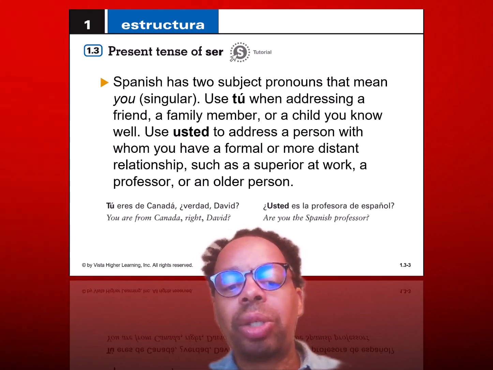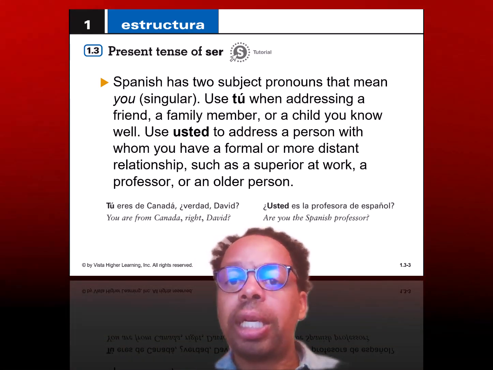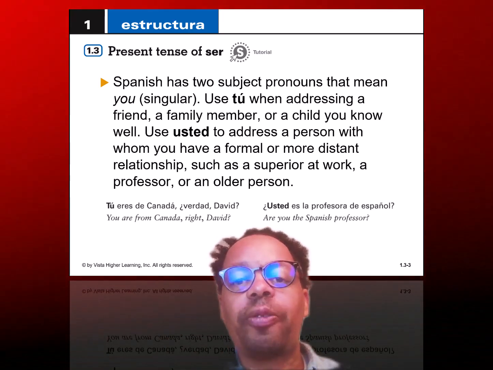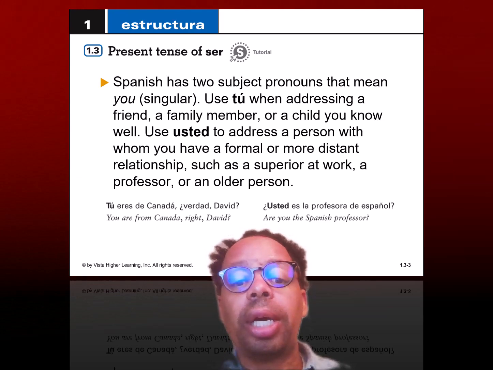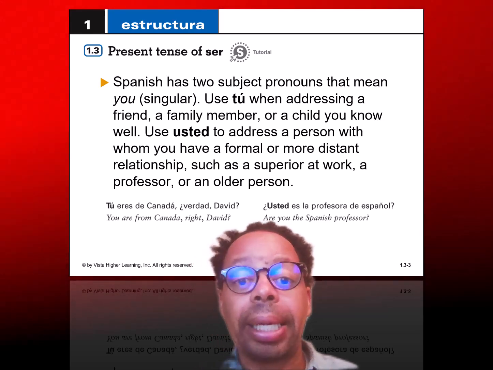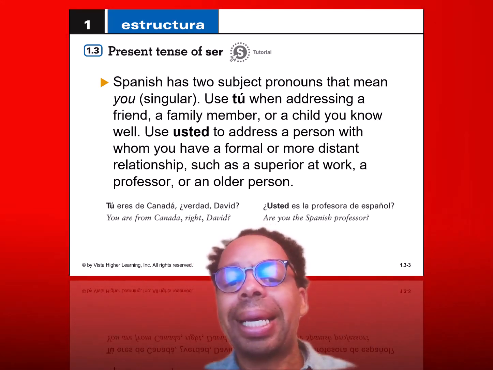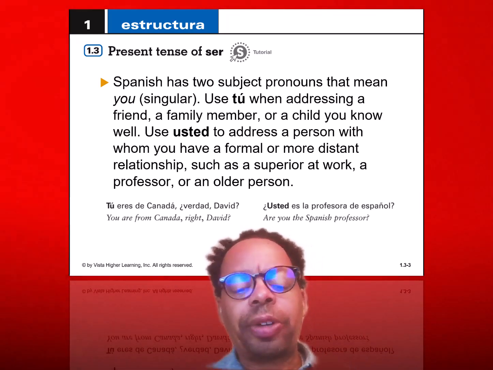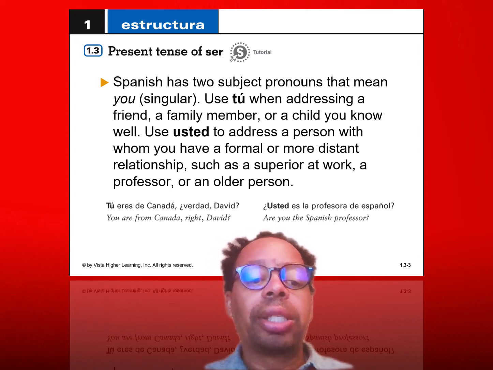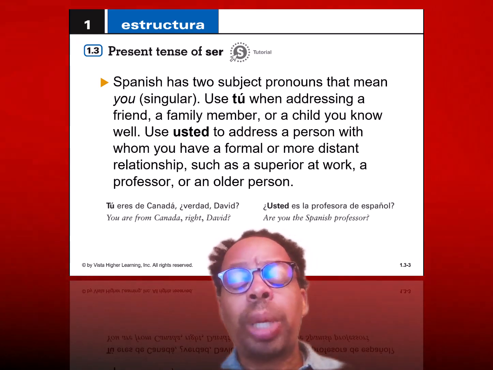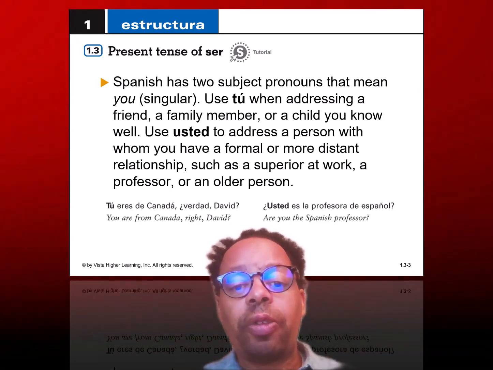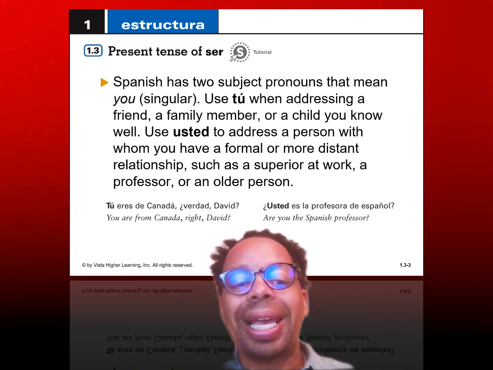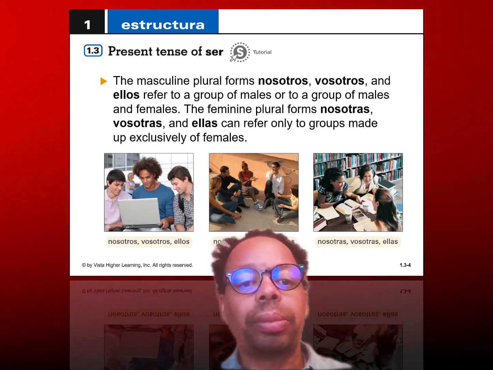Usted es, so they're using usted, the formal subject pronoun, the formal form of you with the verb ser with es. Usted es la profesora de español. So just some differences. Not only are we using a different subject pronoun with tú and usted, we have to use the corresponding verbs that correspond to those 2 different subject pronouns, eres and es.